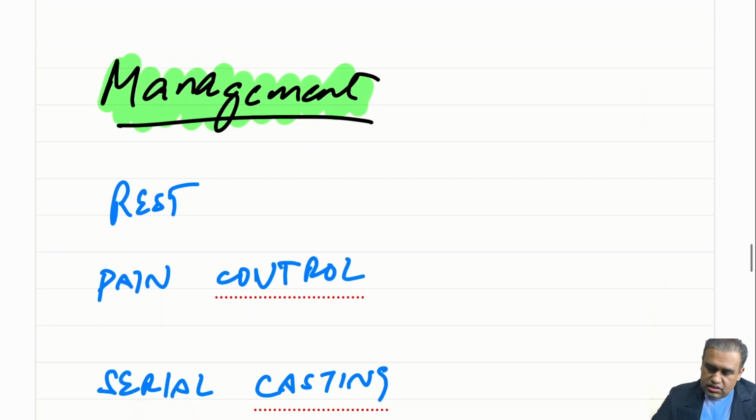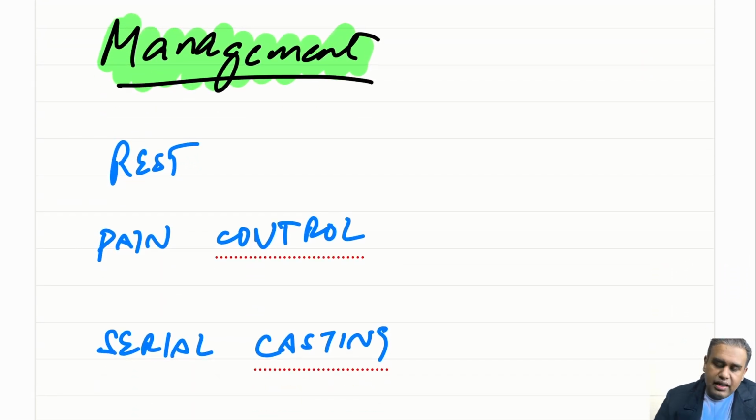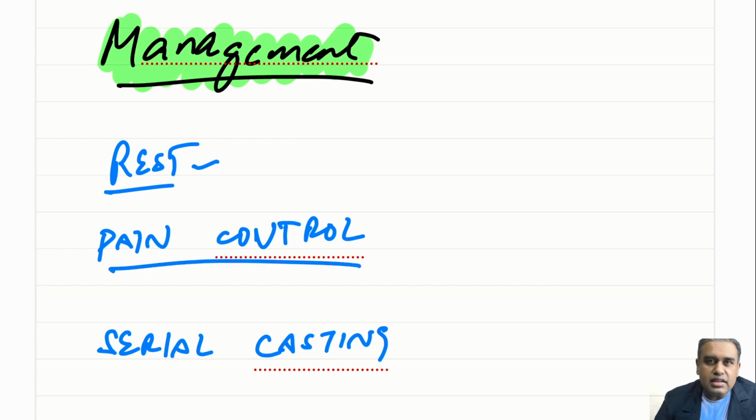So what would the management of Achilles tendon rupture be? Management, first of all, is rest. There is obviously some severe soft tissue injury, even if it is a partial tear. You have to do some rest, and you do pain control. How? Obviously NSAIDs. If that is not controlling it, then go with opioids or other drugs, you do some pain control.